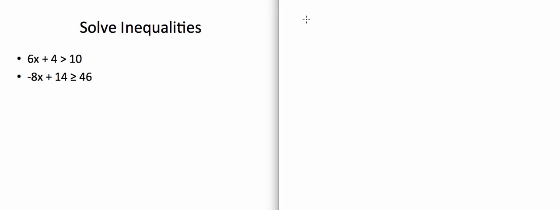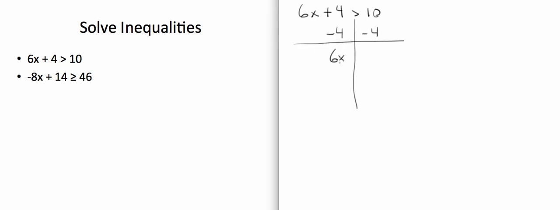When we solve inequalities, we solve them exactly like normal equations. So we have 6x plus 4 is greater than 10. We solve this exactly the same as a two-step equation. We minus 4, we minus 4. We get 6x is greater than 6. We divide by 6, divide by 6. x is greater than 1. That's our final answer. We have to make sure that we have the inequality in there. So x is greater than 1.